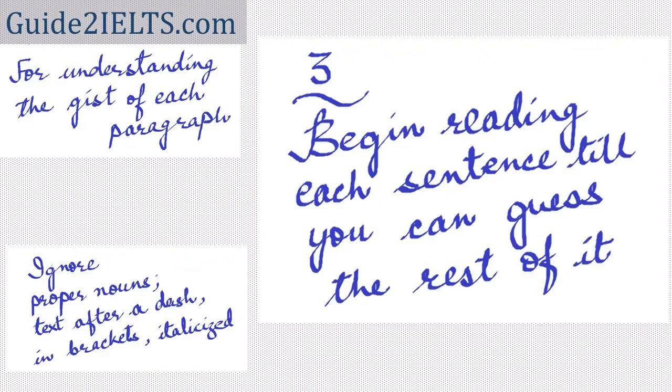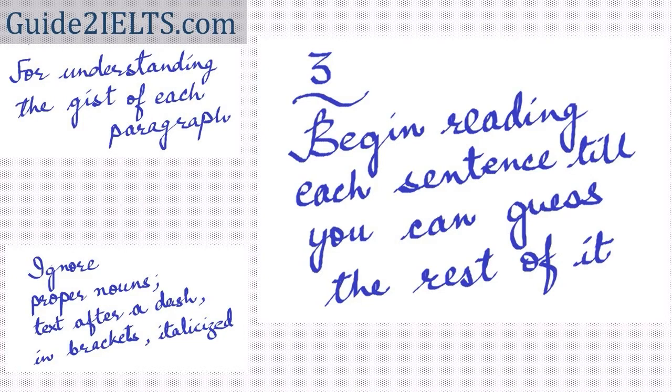Next, we come to what we do when we are trying to get the gist of each paragraph. This would be especially needed when we are working on list of headings. Obviously, it would help otherwise also, maybe if we are looking for answers to fill in the blanks, true, false, not given, etc. But they are especially helpful for list of headings. Now, when we are trying to get the gist of the whole paragraph, obviously we have to read through each paragraph. Just the first and last sentence doesn't work.